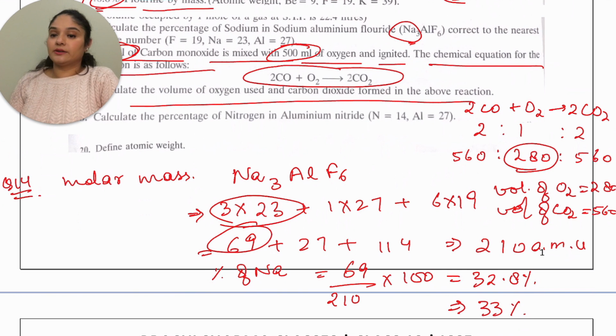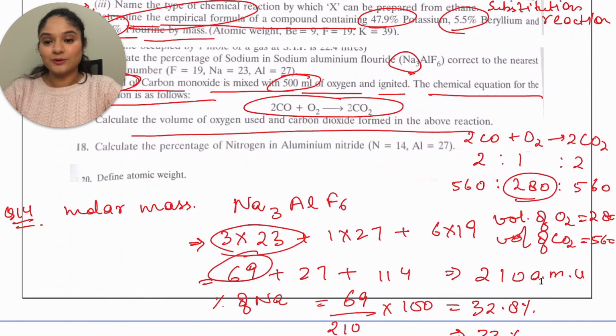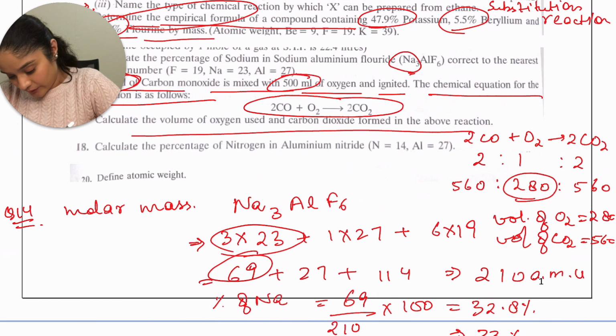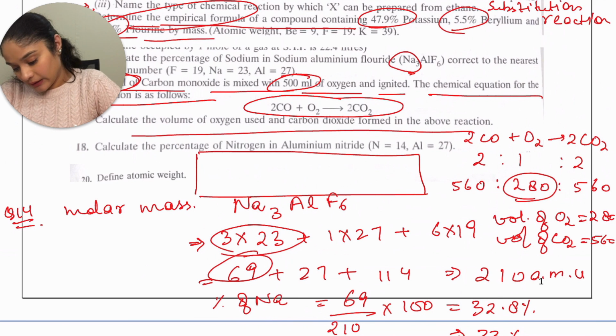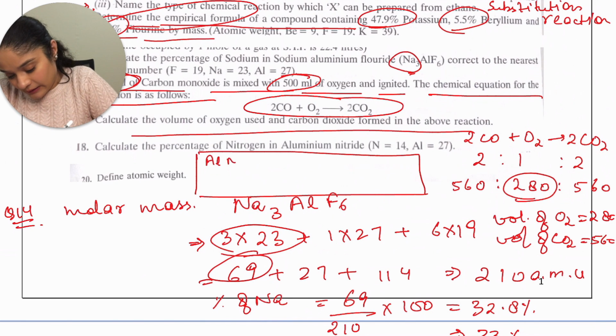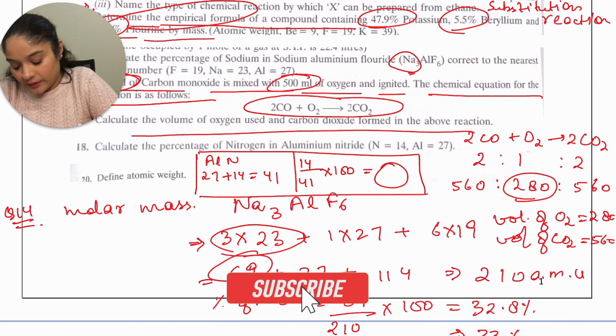That's it. That is required in the question. Alright, let's move on to question number 18. We'll just solve it right here in this space. Okay, calculate the percentage of nitrogen in aluminium nitride. So that is AlN. That means 27 plus 14, which would give me 41. Now, if you are calculating the percentage of nitrogen, that would be 14 divided by 41 times 100, and that will give you the information.